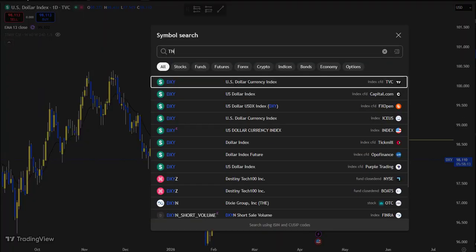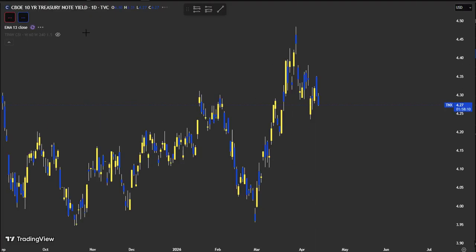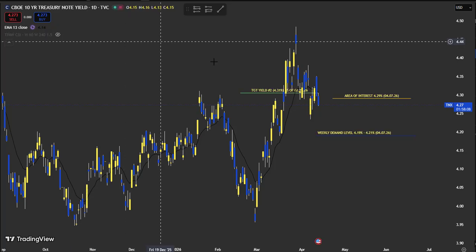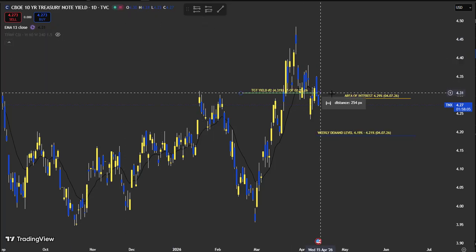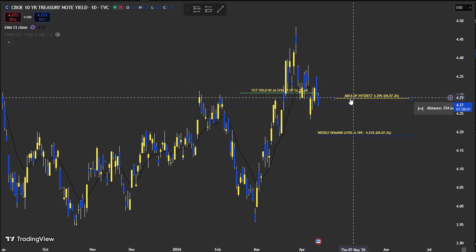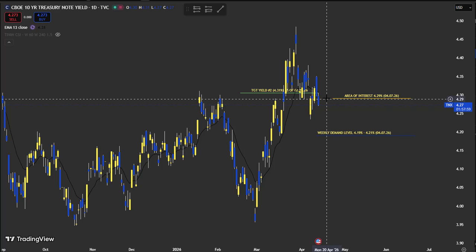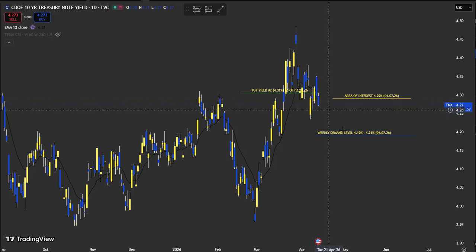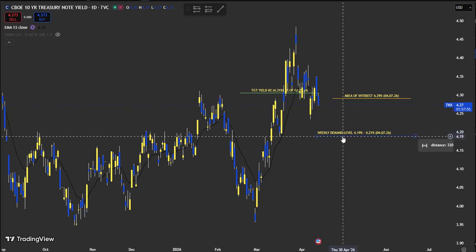See what's going on there, what yields are doing today. So the same here, we had an area of interest at 4.29 on the 7th. Yields have actually started to decrease and go below that level. So we still have the weekly demand level that we put up on the 7th as well, where yield should hit between 4.19 and 4.21%.